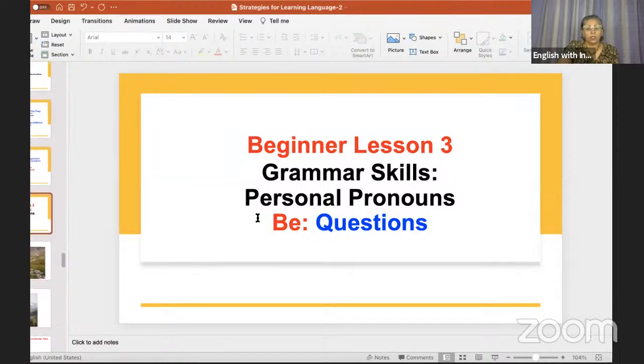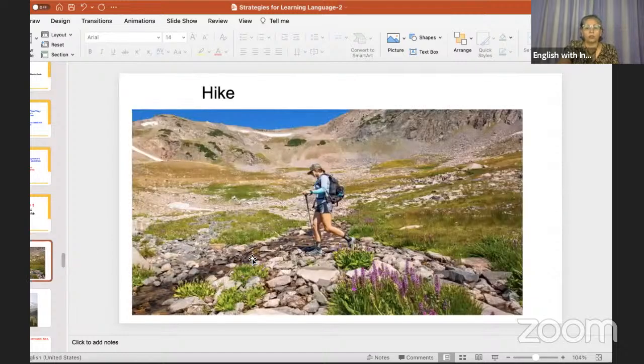Now, our today's lesson is about be questions, but before that, one student was asking me a question because we were reading something on the community. I sometimes post questions, and these days I am posting linking words and the sequential order. The student asked me, ma'am, what does hike mean? If you can see in this picture, this girl is hiking, okay? So I hope now you know what hike means.